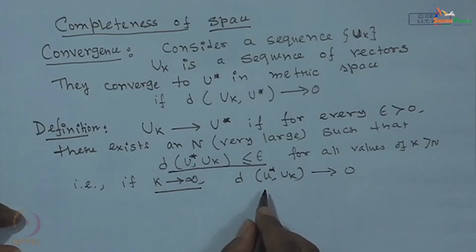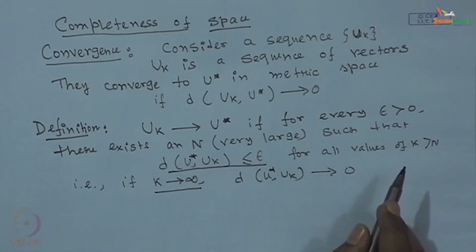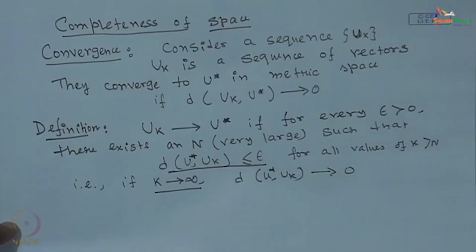This simply indicates that for a very large n, meaning at the later stage of the sequence, the sequence tends to a particular element in the vector space, in the metric space. If that is the case, then this sequence is called a converging sequence. Next we define a Cauchy sequence.